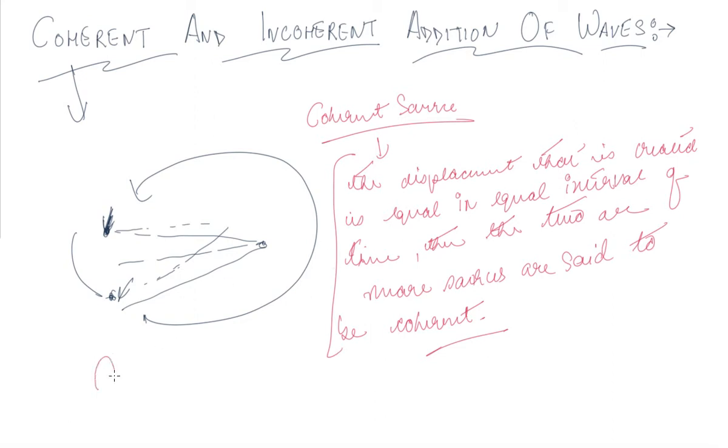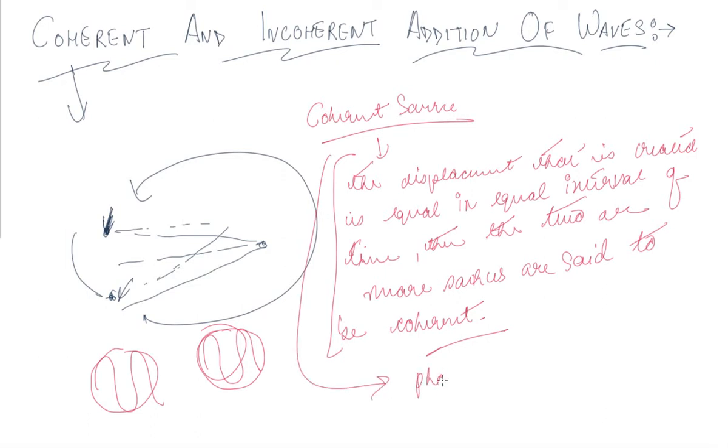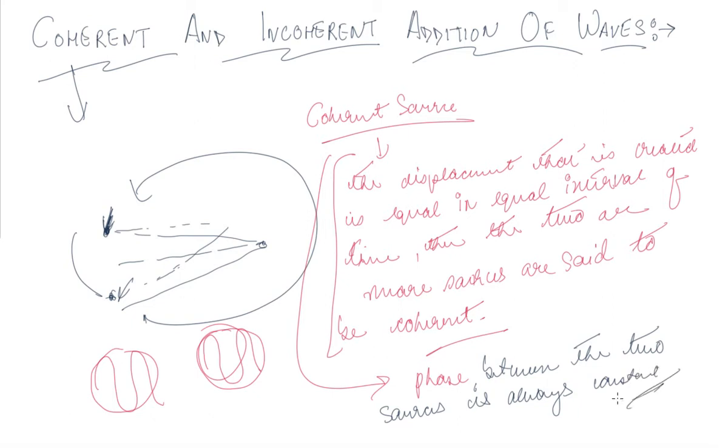Say suppose you are creating a displacement of this magnitude and in the same way another source is creating a displacement of this magnitude, so the displacements in equal intervals of time are the same, then you can say that these two sources are coherent and the phase between the two sources is always constant. So this is how you define a coherent source.